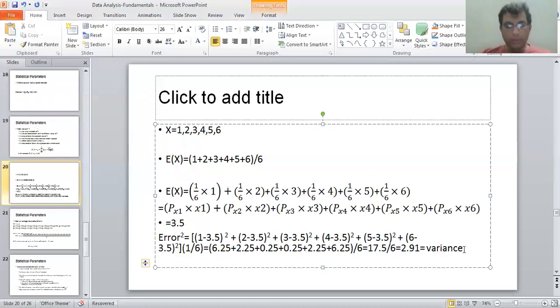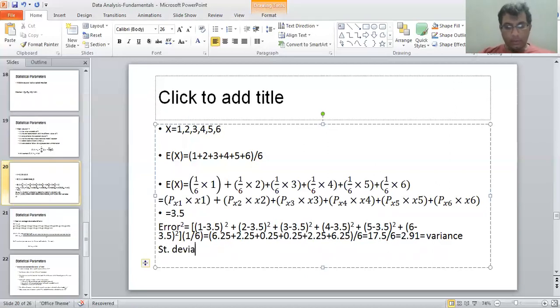So the standard deviation for this simple data set is equal to 1.7078. So this is the standard deviation and the variance concept.